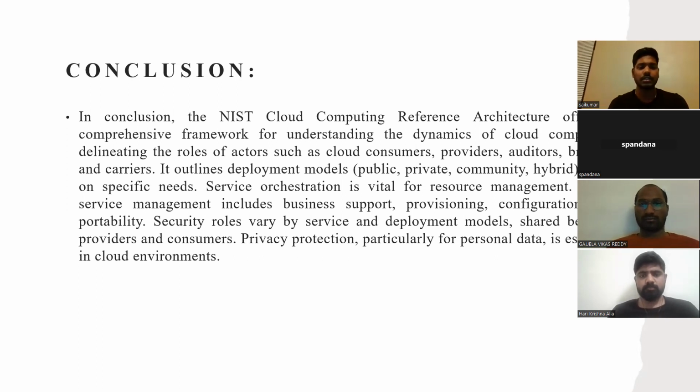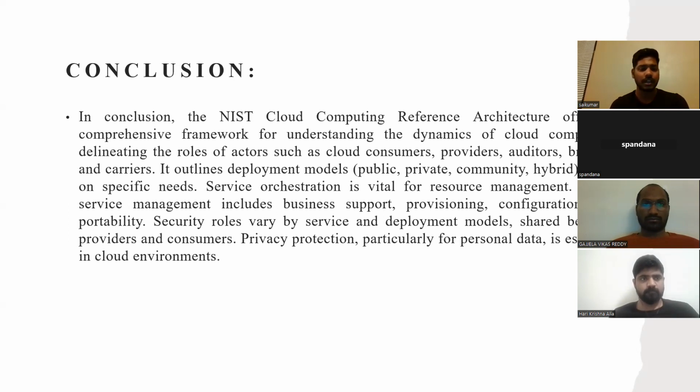The deployment models: cloud services can be set up in different ways to fit different needs. They could be for everyone to use, for one organization, shared by a specific group like a community, or a mix of these, called hybrid. And the service abstraction is like organizing a team essentially to make sure everything runs smoothly in the cloud.